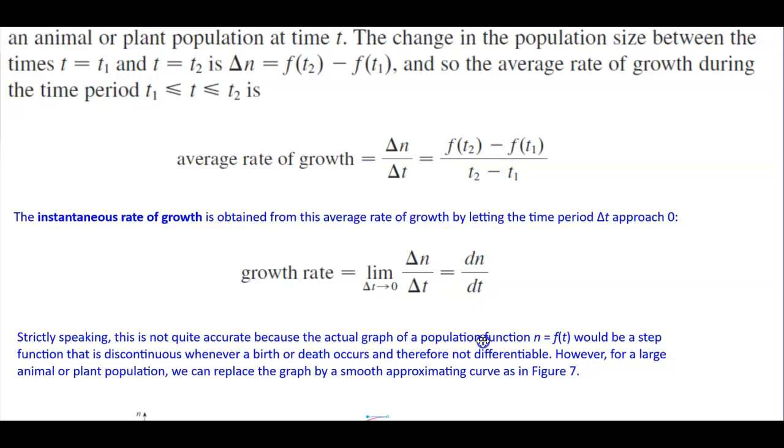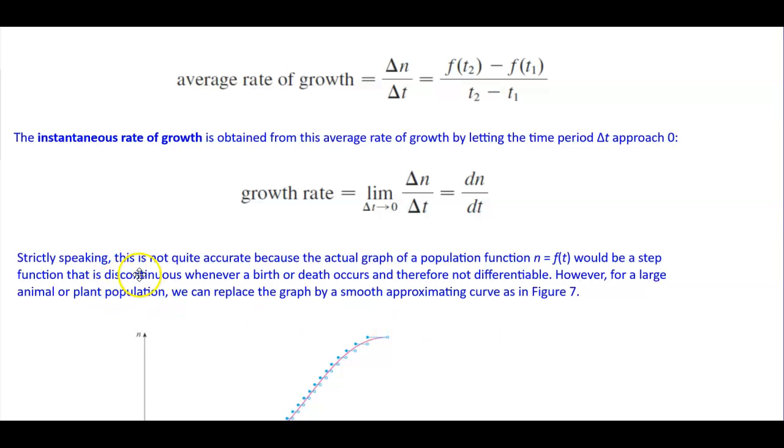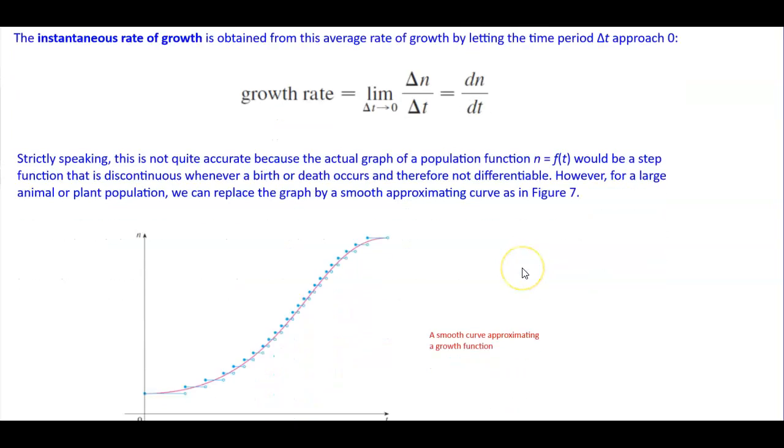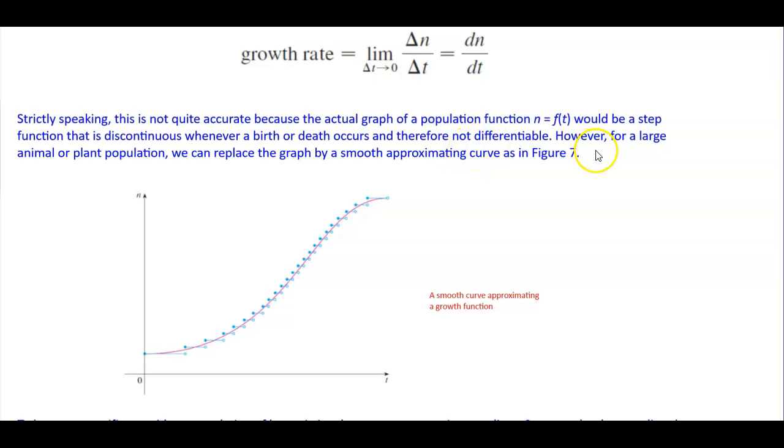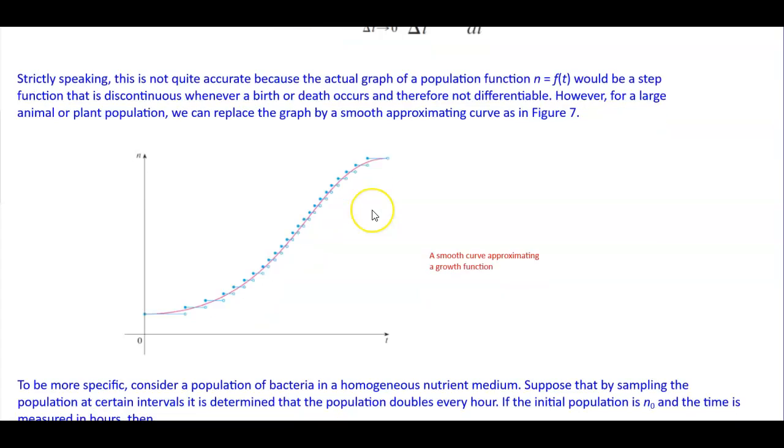Now, strictly speaking, this is not quite accurate because the actual graph of a population function n equals f of t would be a step function that is discontinuous whenever a birth or death occurs, and therefore not differentiable. However, for a large animal or plant population, we can replace the graph by a smooth approximating curve as in this figure. This is a smooth curve approximating a growth function. So instead of using a step function, we can then use this curve.